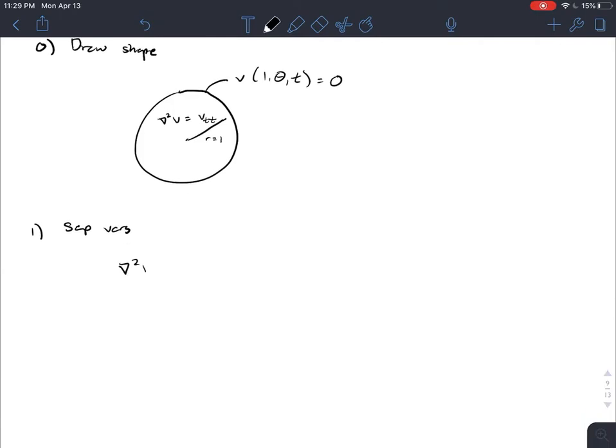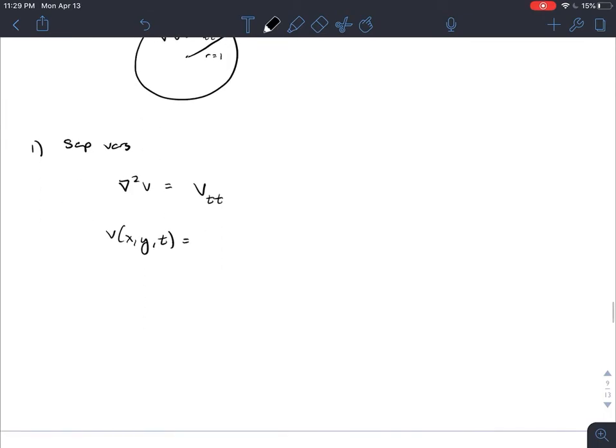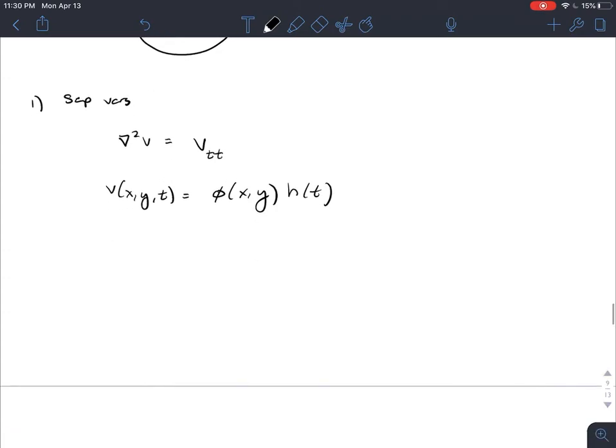So given this PDE, let's call V(x, y, t) a separation of phi(x, y) with h(t). So such that we separate out these variables, we get the Laplacian of phi over phi is equal to 1 over h, h_tt. So now we have all variables on one side and all the variables on the other side.